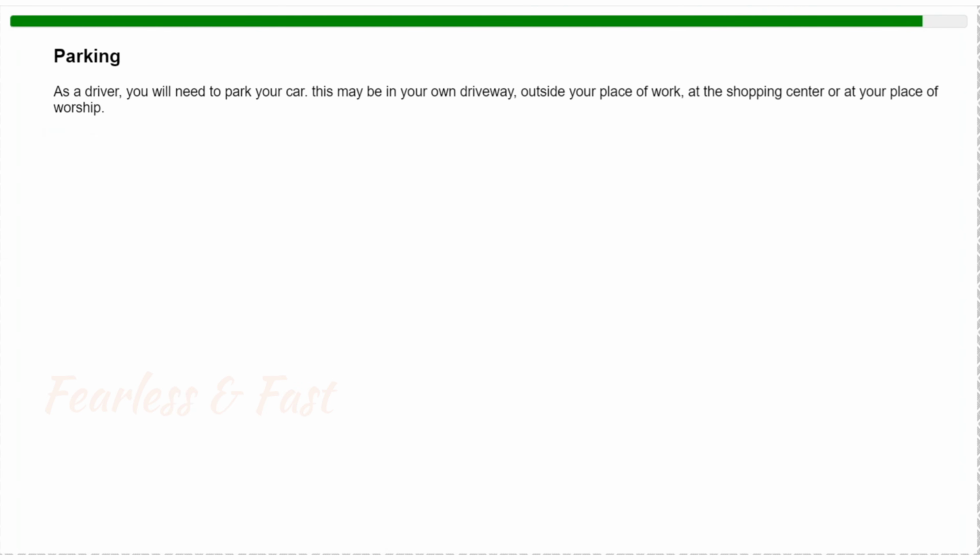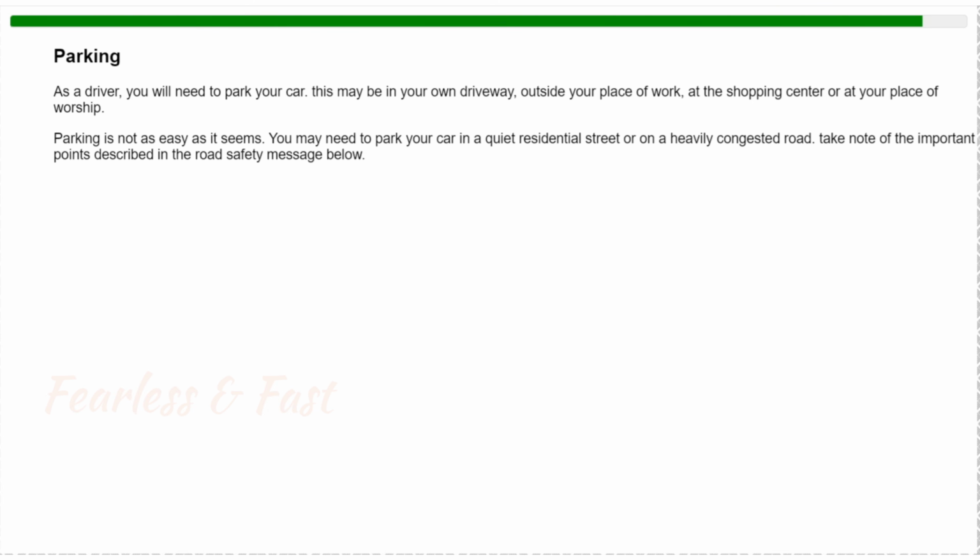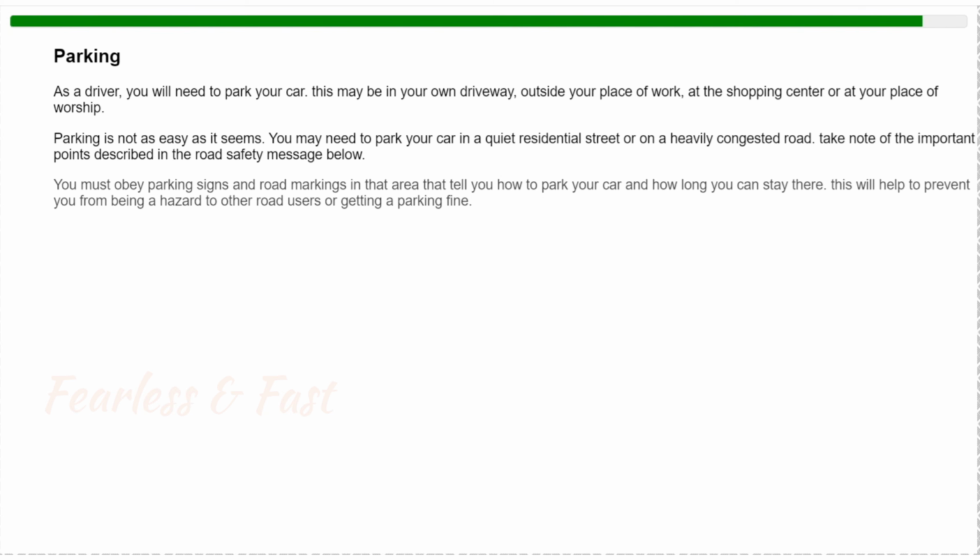Parking. As a driver, you will need to park your car. This may be in your own driveway, outside your place of work, at the shopping center or at your place of worship. Parking is not as easy as it seems. You may need to park your car on a quiet residential street or on a heavily congested road. Take note of the important points described in the road safety message below.